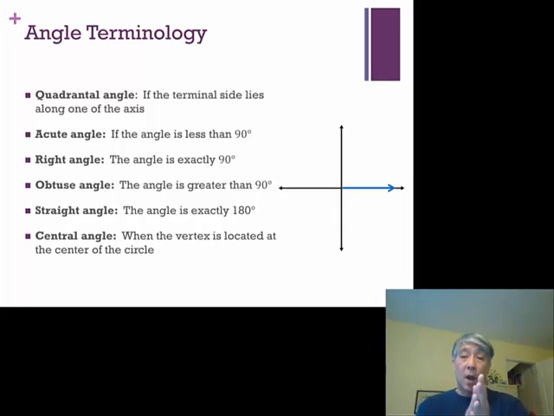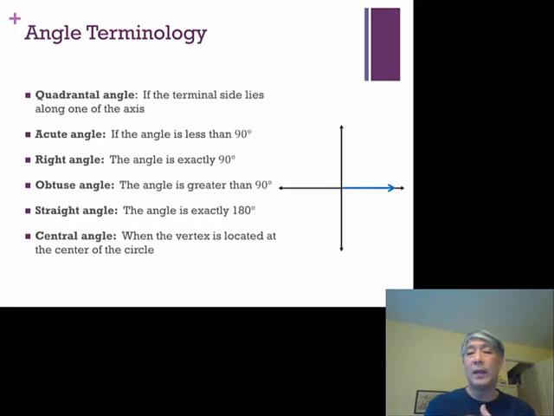A couple more terms. A quadrantal angle is when the terminal side, the ray BC, lies along one of the axes. In the picture shown here, it's lying along the positive y-axis, the red arrow being the terminal side. This is also a quadrantal angle, where my red ray is along the minus x-axis, or in this case, the minus y-axis. So those are quadrantal angles: 90, 180, and 270.